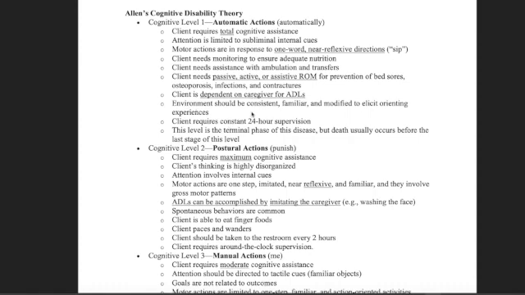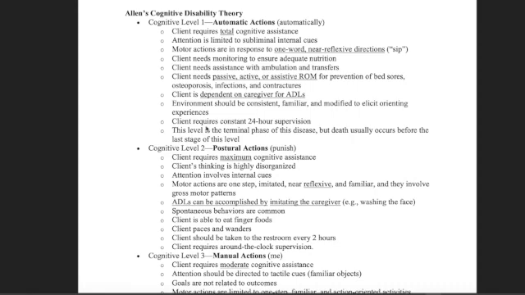The environment should be consistent, familiar, and modified in order to elicit an orienting experience. So at level 1, for them to be somewhat oriented, their environment needs to be familiar to them. Clients require constant 24-hour supervision, and this level is terminal. So level 1 is like the final stage. So it's a little bit backwards.